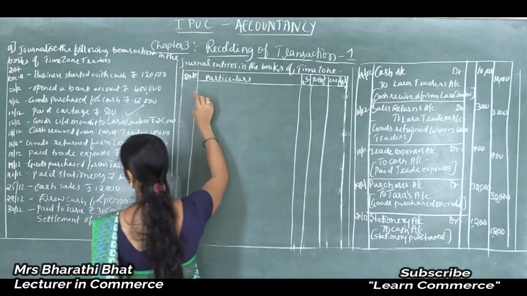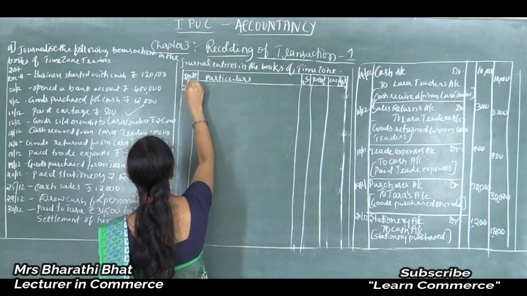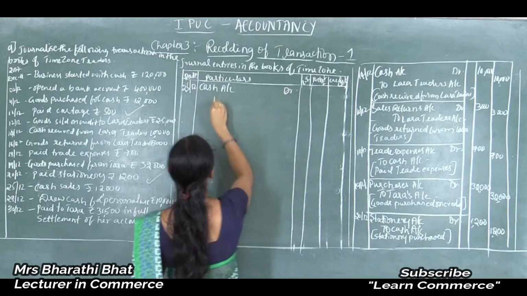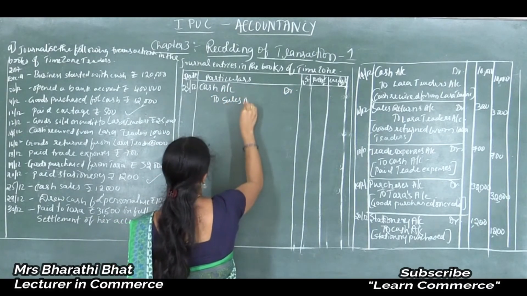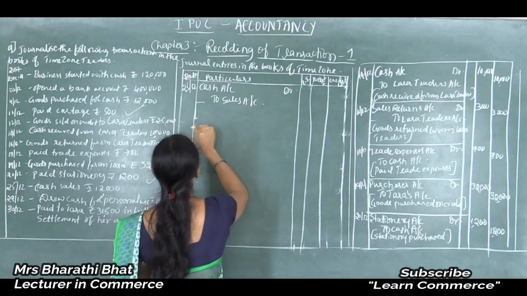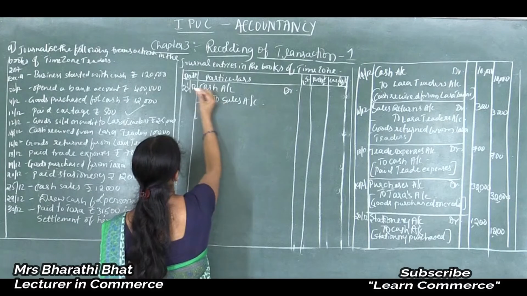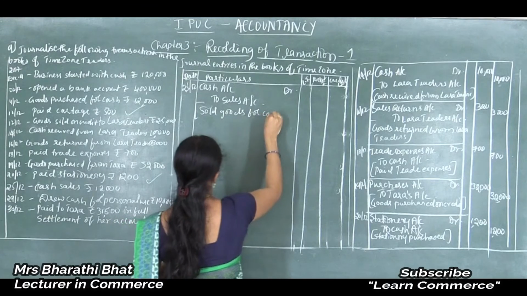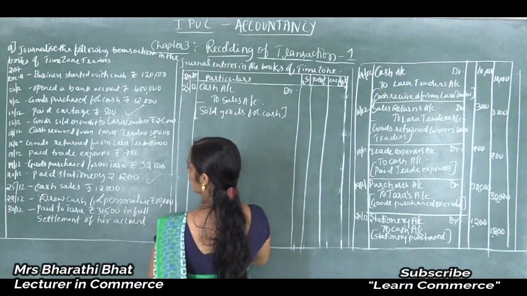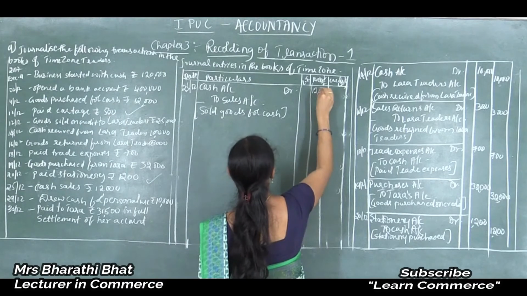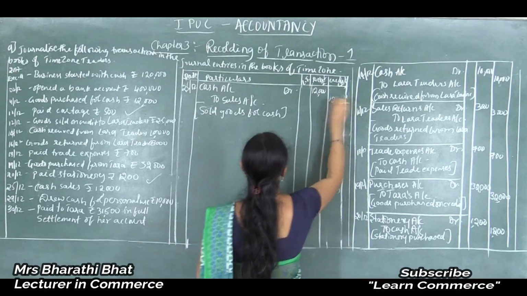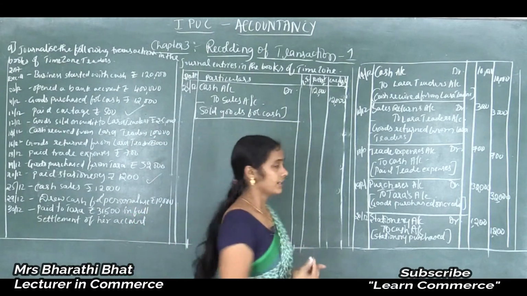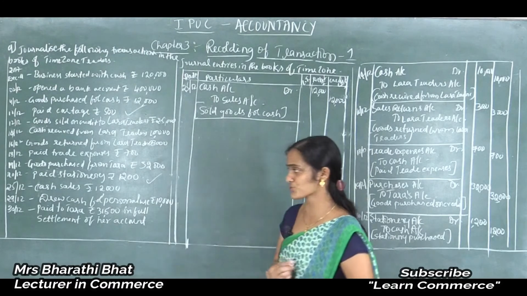So the entry is like this: cash sale 25/12, cash account debited to sales account, in bracket cash sale, or sold goods for cash. Cash amount 12,000. Okay, and the next one is drawings for personal use.